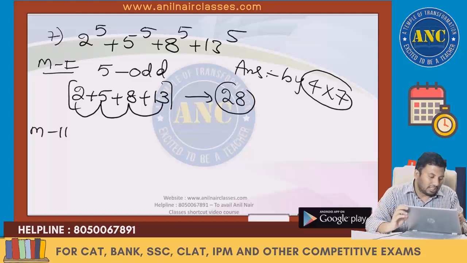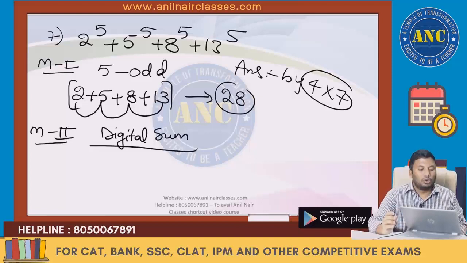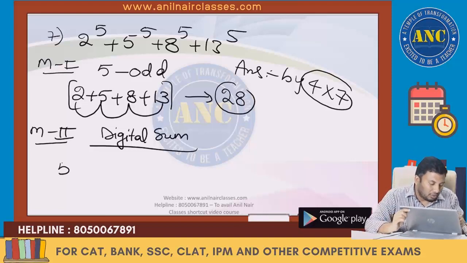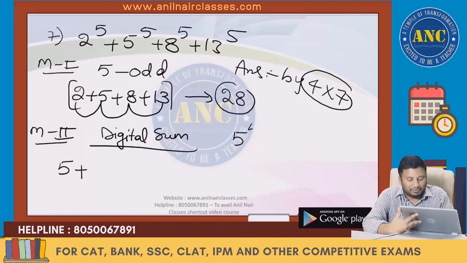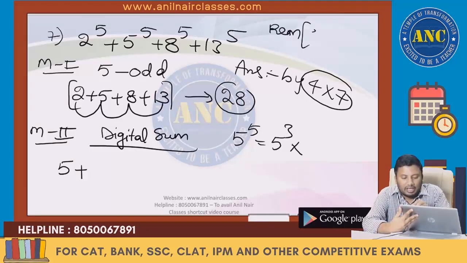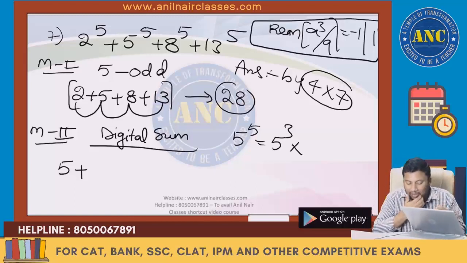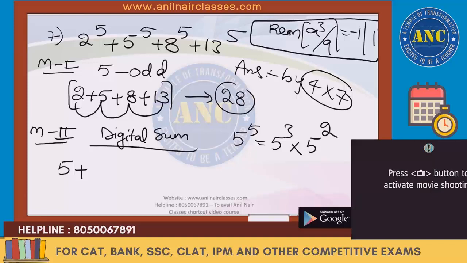Method 2, digital sum. Don't fear looking at these questions. Digital sum: 2 power 5 is 32, 5. Always write down, sir. Remember these golden rules, don't forget it. A cube divided by 9, either it will be minus 1 or plus 1. Remember this. Convert everything into cube form. Why? Because you will understand the digital sum very easily.